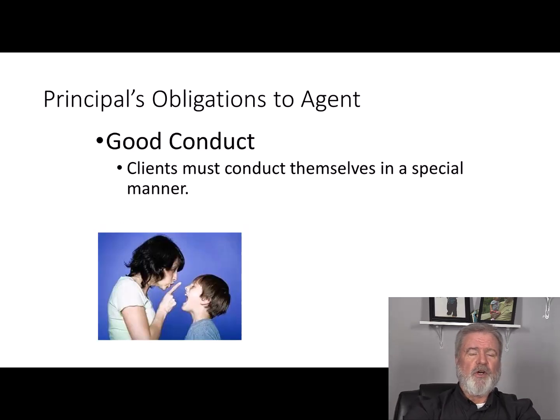It says they owe us good conduct. Now, I will say this one applies almost 100% to the buyers. I'm going to tell you something. I don't know, adults behave much worse, or certainly as bad, as children. It's kind of embarrassing, but I'm telling you, you got to tell adults how to behave.